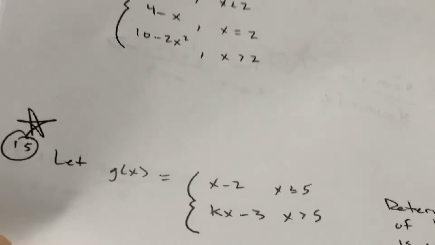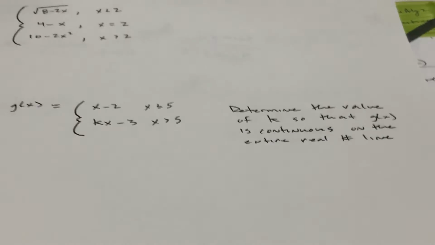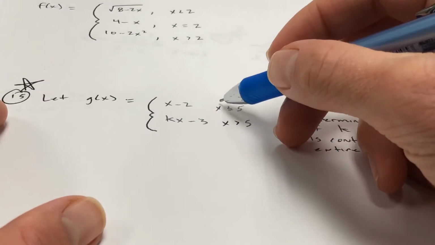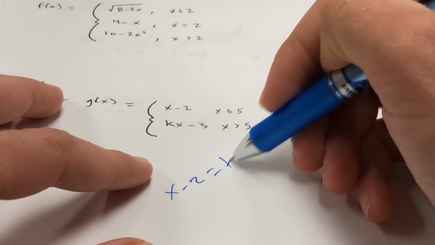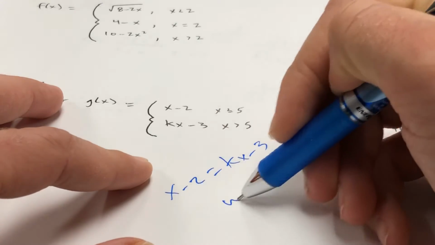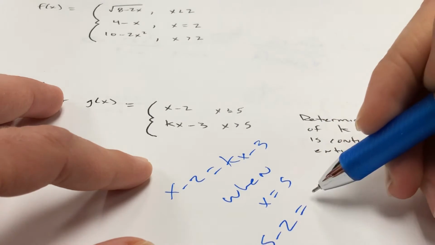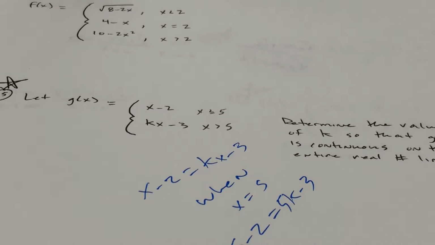On 15 here, determine the value of k so that it's continuous over its whole domain, on the whole number line. If it's continuous, then the y value is going to be the same. So this would be true when x equals 5. So you'd say 5 minus 2 is equal to 5 times k minus 3, and you would solve it from there. So we've done several of those.